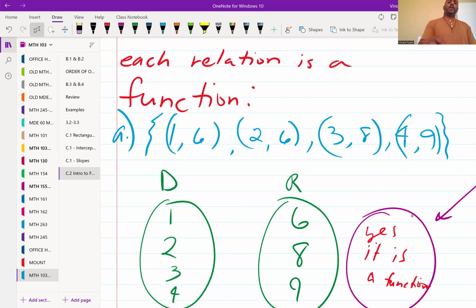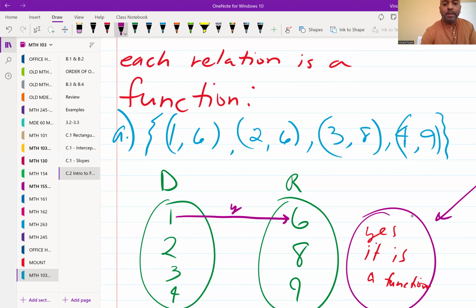All right. So now what's going to decide whether it's a function or not is if each value in our domain goes to only one value in the range. All right. So you look at each value individually, and if you answer yes to each one of them, then yes, it's a function. So the number 1, how many numbers does it go to? Just one. It goes to the number 6.